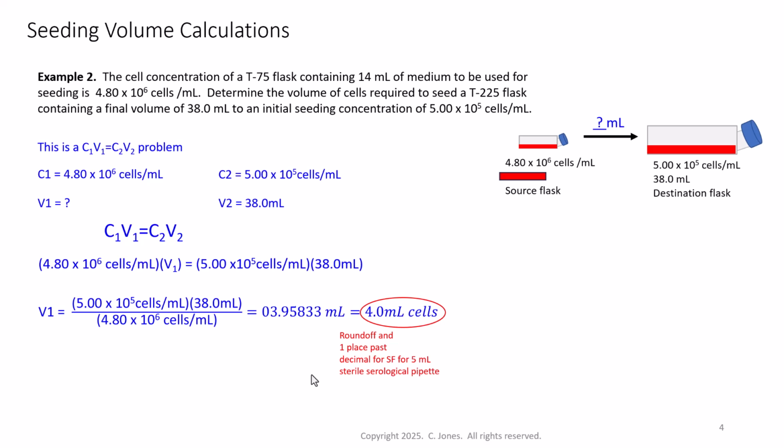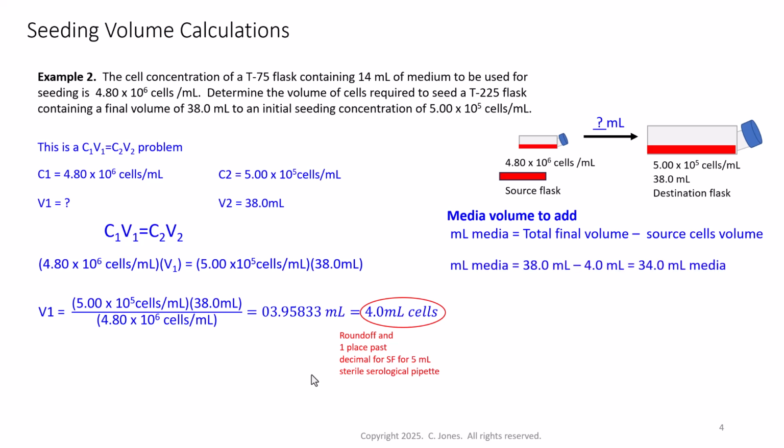Okay, so we know how many cells we need to take out of the source flask and passage into the destination flask, but now we also need to think about the media. So the mils of media is going to be the total final volume minus the source cells volume. So in this case, it's going to be 38.0 minus 4.0, or 34.0 mils of media.